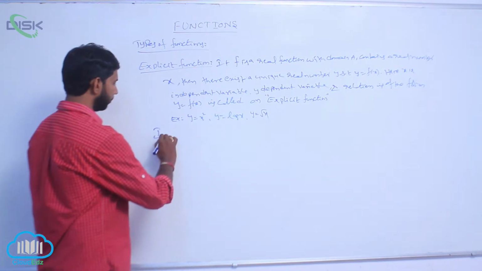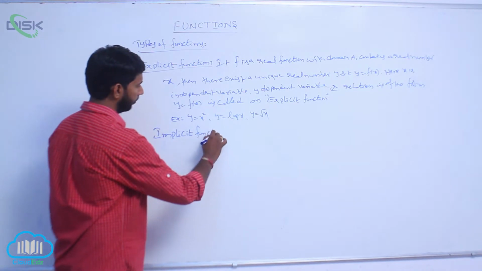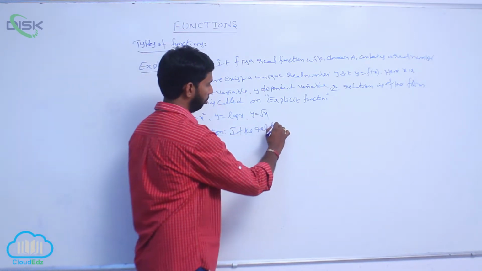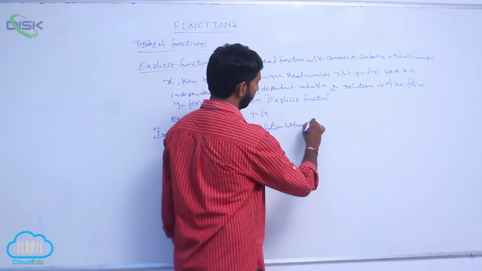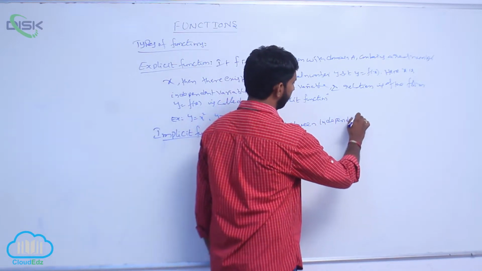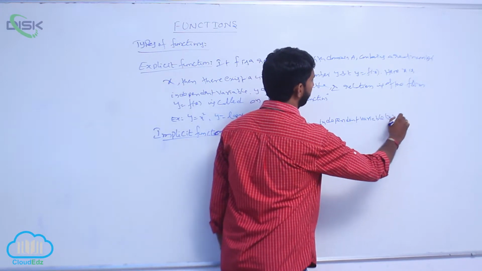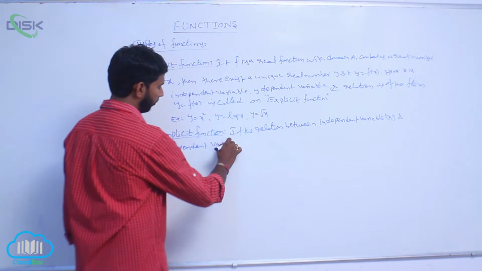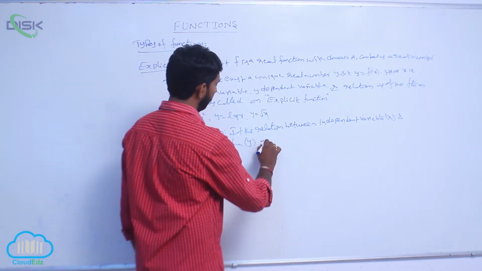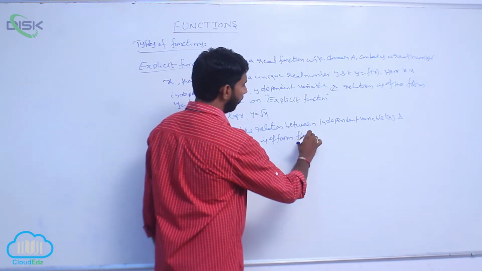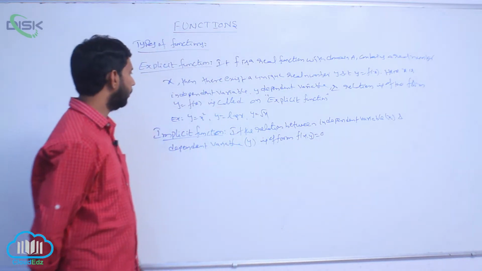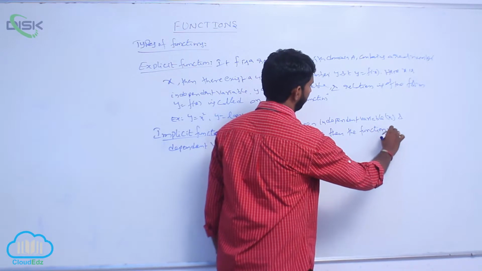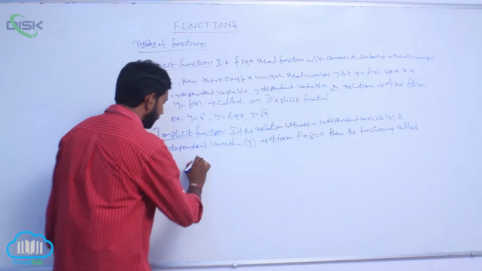And next one is implicit function. If the relation between independent variable x and dependent variable y is of the form f of x comma y equal to 0, then the function is called an implicit function.